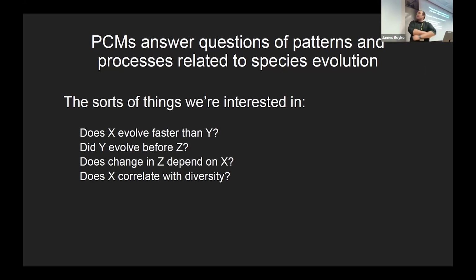So the types of questions that we answer are related to species evolution. This is the abstract description, but I'll give you some examples of what X and Y could be. We might be interested: does X evolve faster than Y? Now this could be the species itself, right? So you could say, does a species of Anolis evolve faster than a species of gecko? It could be a phenotype: does body size evolve faster than limb length? We might ask, does a particular trait evolve before another trait? So is there a precursor before the evolution? Does change in a particular state then depend on X? And does X correlate with biodiversity, so the amount of species?